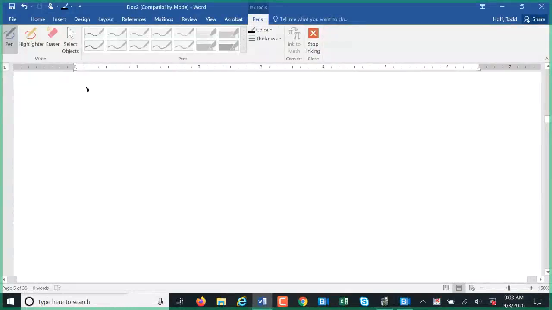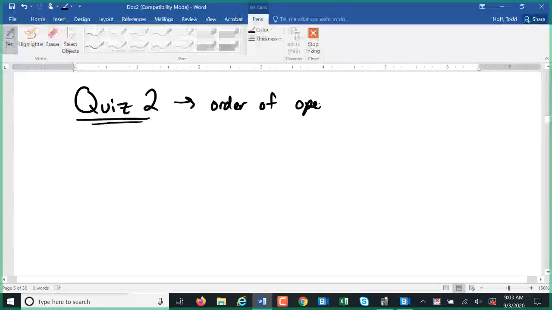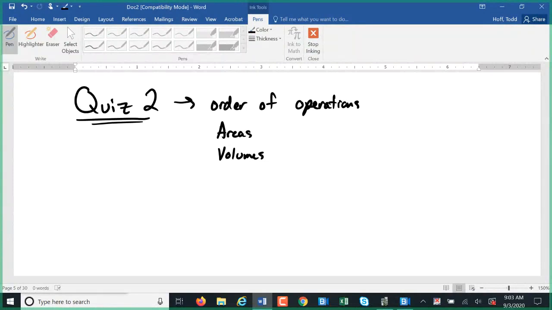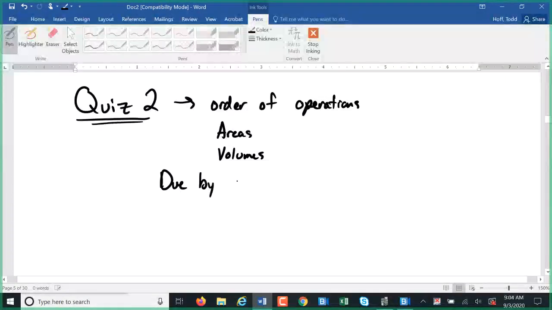So if you've noticed in Blackboard, Quiz 2 is out there. Quiz 2 is on the order of operations and areas and volumes. Be very careful with all the problems. This is a quiz that students tend to struggle with because there's a lot of different steps. So make sure you're careful with it. Take your time. That is out there. That is due by noon tomorrow. So by noon, September 4th.